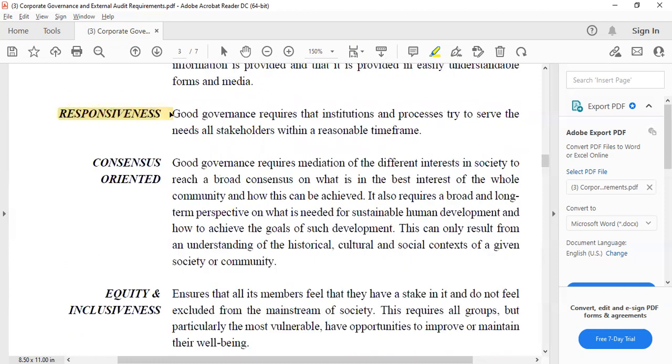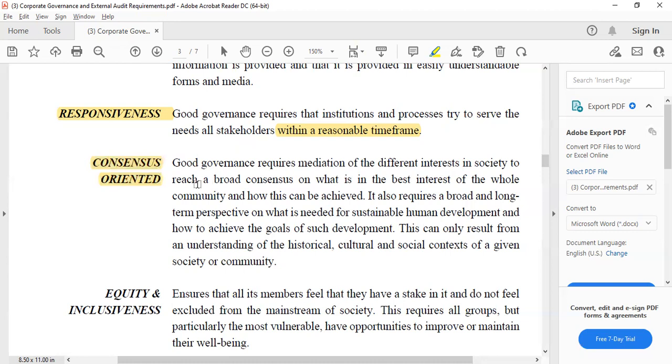Then responsiveness. Good governance requires that institutions and processes try to serve the needs of all stakeholders within a reasonable time frame. So if we apply this in a corporate setting, whenever the managers or the board of directors receives a letter or any concerns from our employees or even outside the corporation, let's say nakadawat ta og mga letters from our suppliers or customers, clients, or even the government for compliance and regulation purposes, we should be able to respond to these concerns within a reasonable time frame. So dapat dili siya delayed. So we should be able to respond as soon as possible.